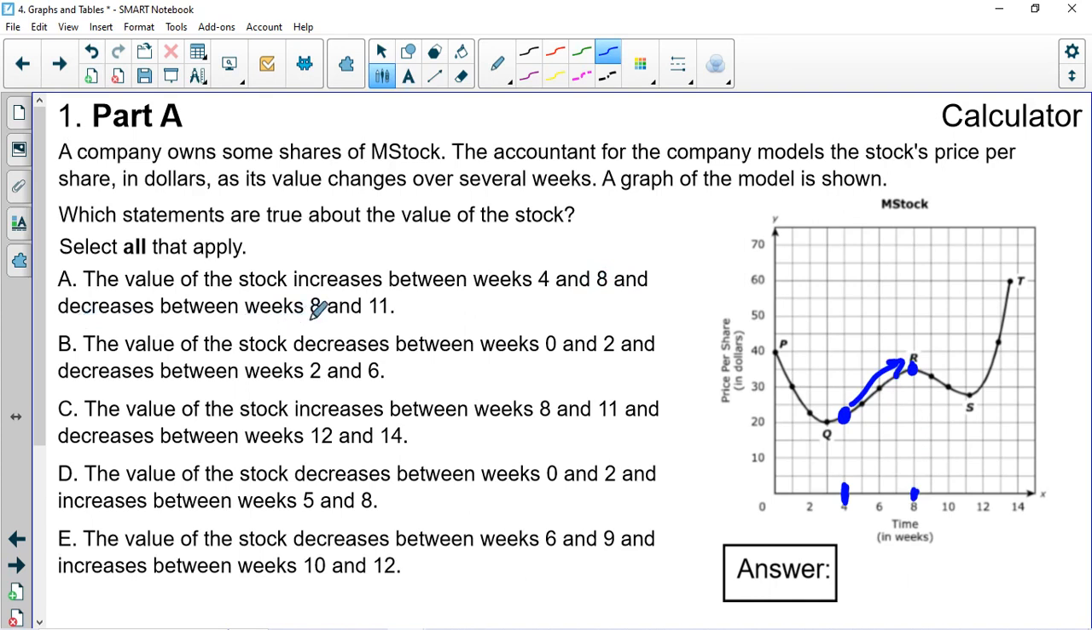And decreases between weeks 8 and 11. Well, eight's right here, eleven's right there. And yeah, it's decreasing during that time period. So A is a correct choice. Let's select all that apply, so we have to check every single one of these.